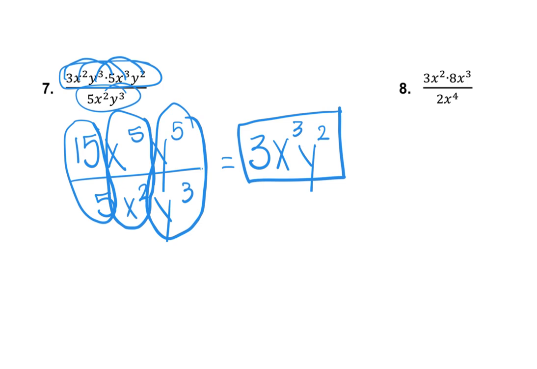So now I'd like for you to pause the video. I'd like you to do number 8 and then resume, check your answer, and then we will be ready to work on our assignment. All right, so hopefully you took 3 times 8 and multiplied like that, like you always have, and got 24.